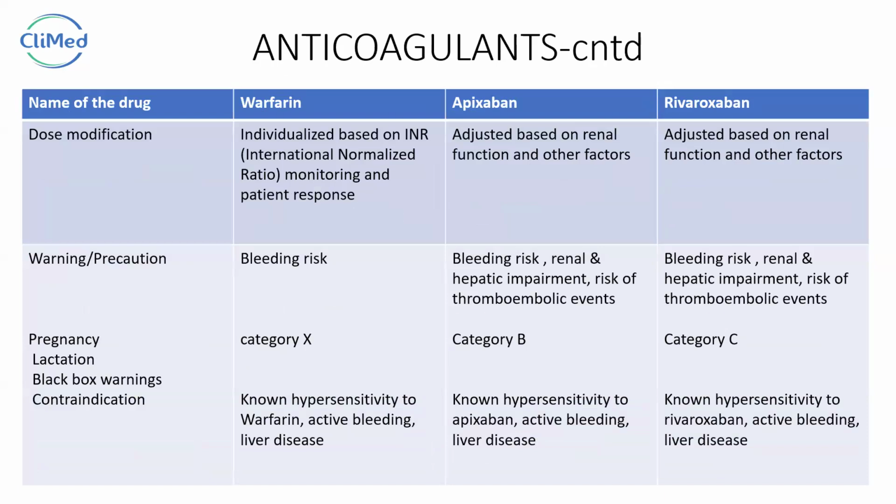Dose of rivaroxaban is adjusted based on renal function and other factors. Warning or precaution: bleeding risk, renal and hepatic impairment, risk of any thromboembolic events. Pregnancy category C. Contraindication: known hypersensitivity to rivaroxaban, active bleeding, and liver disease. Next slide, please.